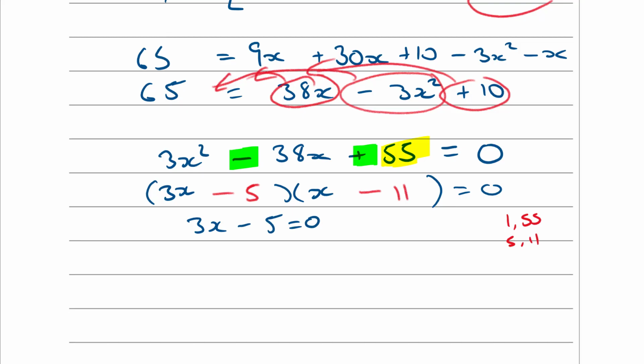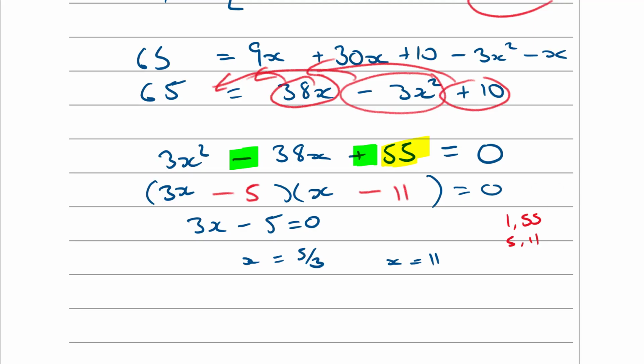That means 3x is equal to 5, x equals 5/3, or x equals 11. That one's easy. So they're my two solutions, x equals 5/3 or x equals 11. Now, just because a number is a solution of a quadratic doesn't necessarily mean it's a solution to your problem. Let's just go back and have a look at 5/3 and 11 in situ.